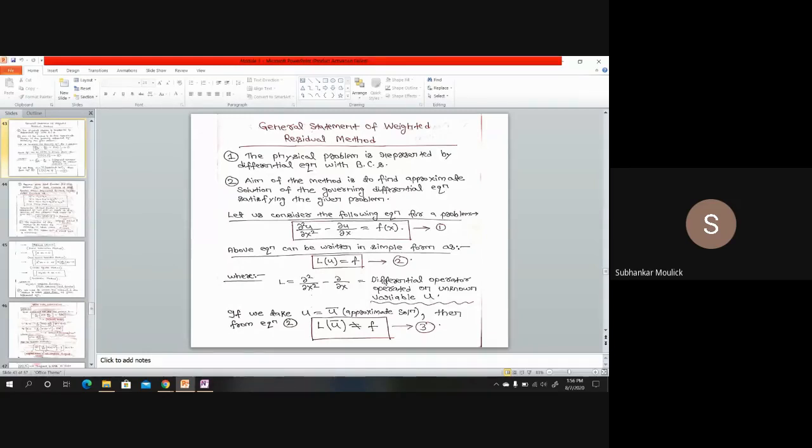That will change from problem to problem, okay? So what I can do is, from the concept of mathematics, I can write like this: del square by del x square minus del by del x is equal to L. This L is known as differential operator, which I am operating on variable u. Then I can write Lu is equal to F, which is equation number 2. Is the equation number 2 clear?